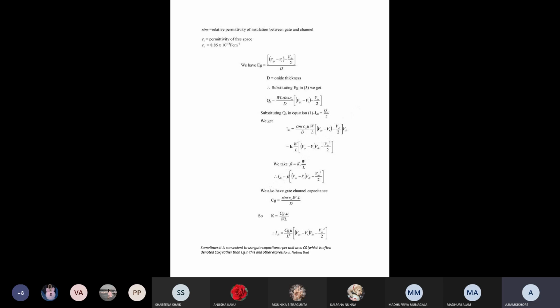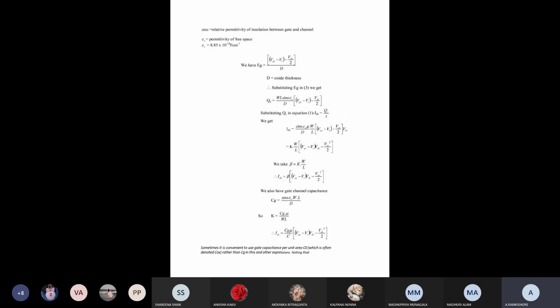That is equation 3. That will be QC is equal to VGS minus VT minus VDS square by D, W into epsilon naught and epsilon ins. So whatever these two equations, that is QC and the tau equation, we have to substitute in equation 1. So in equation 1, IDS is QC by tau. These QC and tau values will be substituted in equation 1.